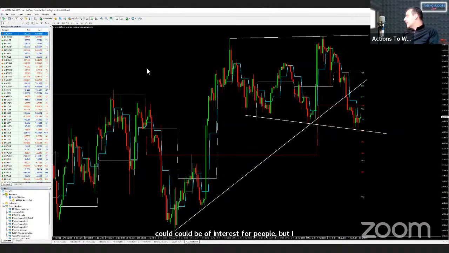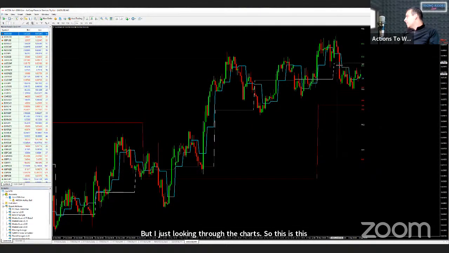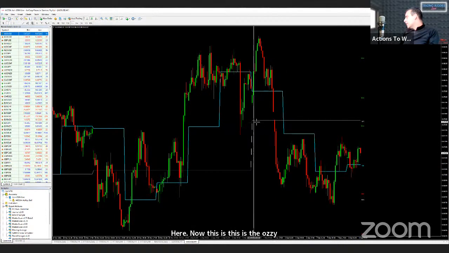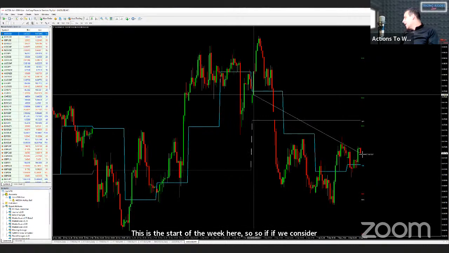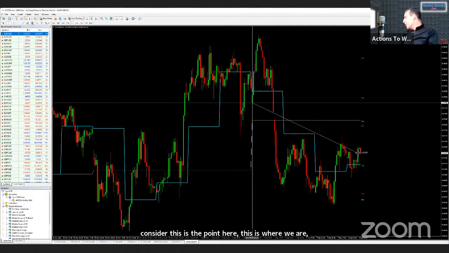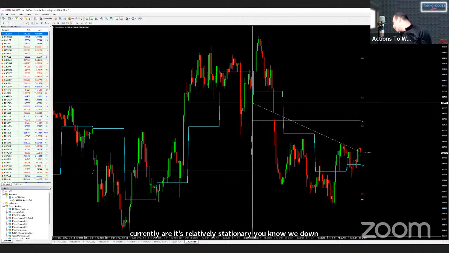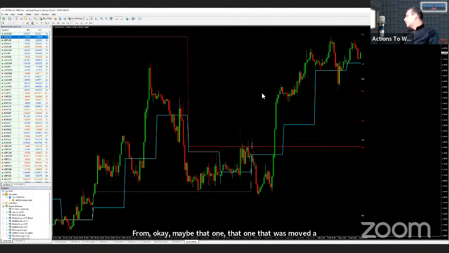But I was just looking through the charts. So this is what I was looking at. This is the start of the week here. Now this is the Aussie. Let's have a look at this on the hourly. If we consider this as the point here, this is where we are. And actually, if you forget the peak and the trough and just go from where we opened to where we currently are, it's relatively stationary. We're down 53 from. Okay, maybe that one's moved a little bit, but really looking across the board.